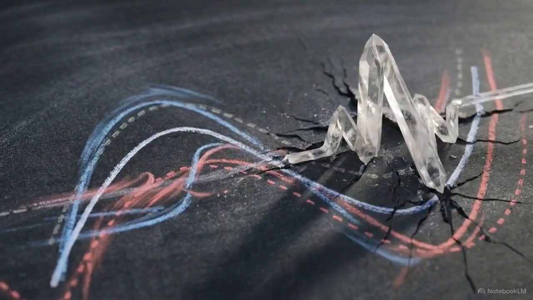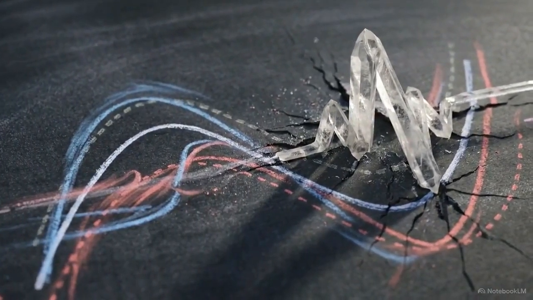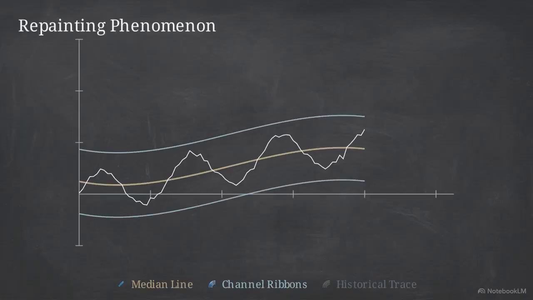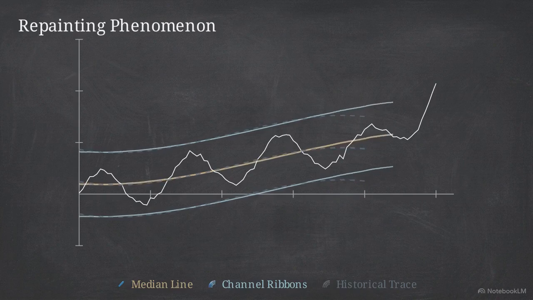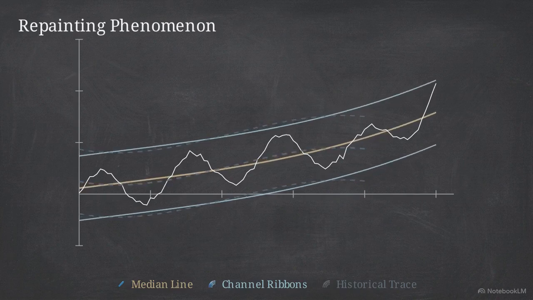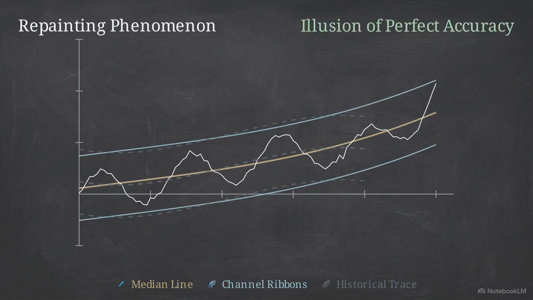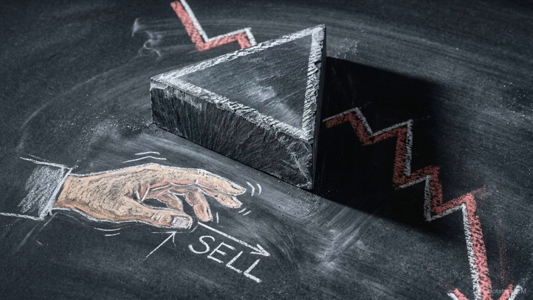It is a phenomenon known as repainting. Watch this static COG channel curve. As an extreme data point appears on the right, the formula recalculates, physically warping the entire historical curve. The dotted line shows where the curve used to be. The perfect historical boundaries shifted after the fact. An illusion. If you blindly execute orders based solely on a price hitting these bands, you face catastrophic risk.